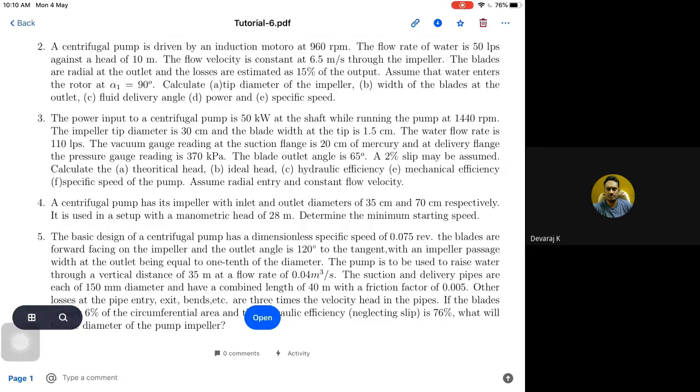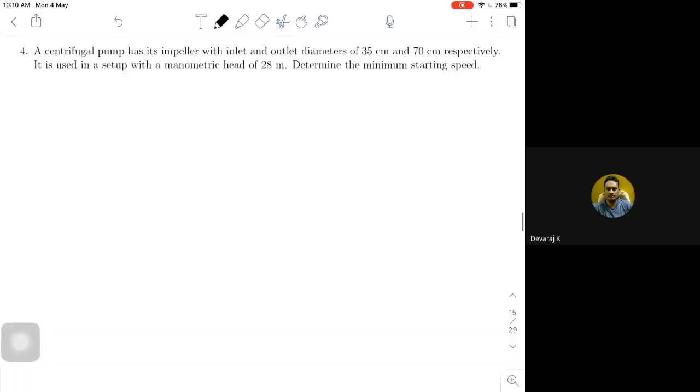So I'll take up the fourth problem. In the fourth problem, we are supposed to find the minimum starting speed. See, it's something like this. A centrifugal pump has its impeller with inlet and outer diameters of 35 centimeters and 70 centimeters respectively. It is used in a setup with a manometric head of 28 meters. Determine the minimum starting speed.